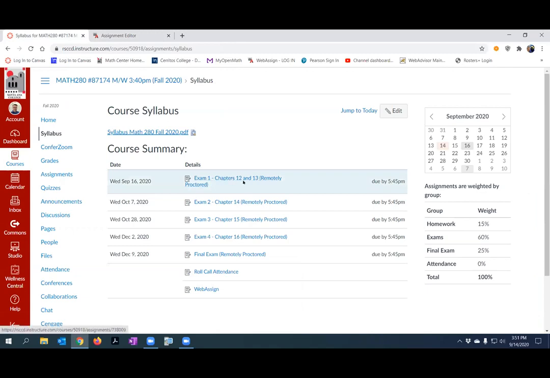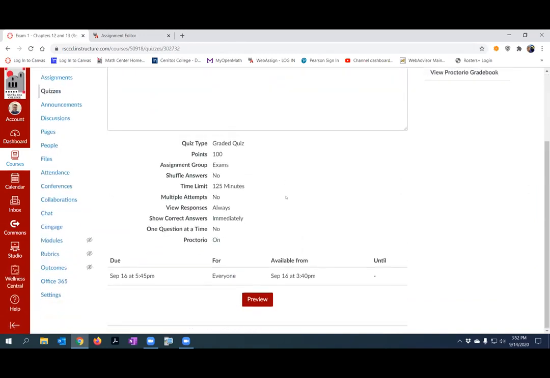Okay, this is where it monitors you, so that I can see what you're looking at on your screen and through a webcam. This is going to monitor you for that 2 hours, and then once the clock starts running, I think it even says, go to WebAssign.